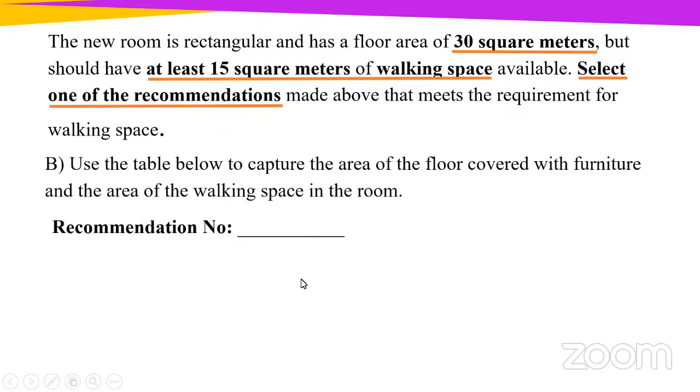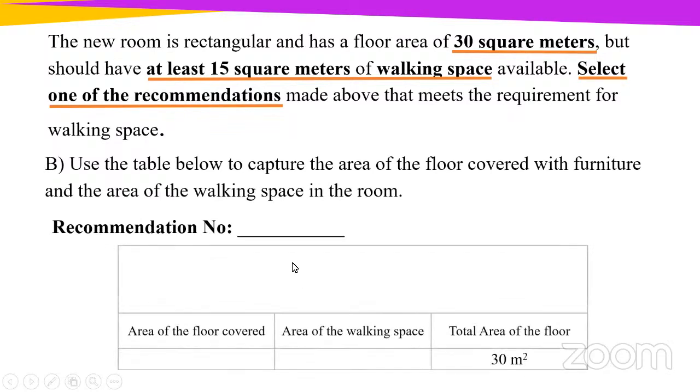David went ahead and gave us the calculations. So we're going to be using the table below to capture the area of the floor covered with the furniture and the area of walking space in the room. Listen, boys and girls. What information will we need to assist us in completing this table? What will we need to remind ourselves of again in order to complete this table? Type it in the chat quickly or raise your hand, whichever one.